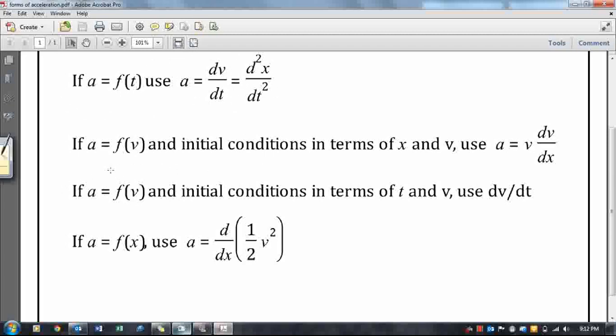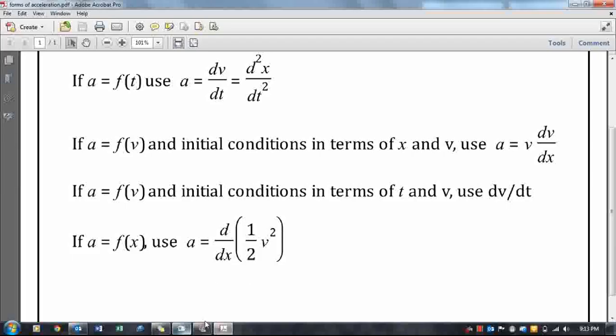This one down here, if a is a function of v, this is in the very last video that we did, and you've got initial conditions in terms of t and v, then a is the change in velocity on time, dv dt. So that one is fine. These are the ones that we're talking about today. If a is a function of v, but your initial conditions are in terms of x and v, then this is the form of acceleration to use. And if a is a function of x, then use acceleration is equal to the derivative of half v squared. So they're the guidelines. I'll show you why they work with some examples.